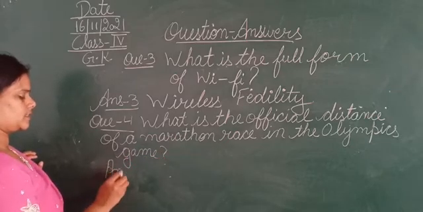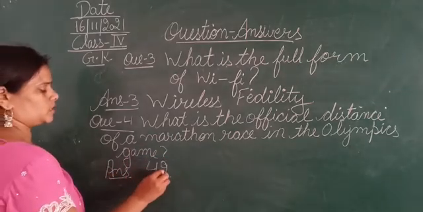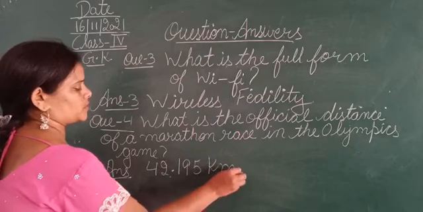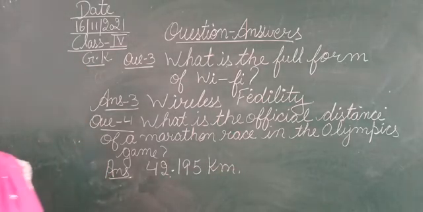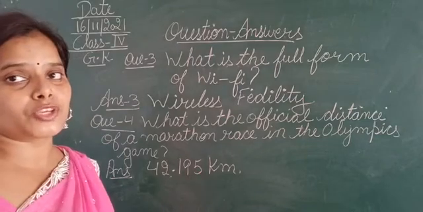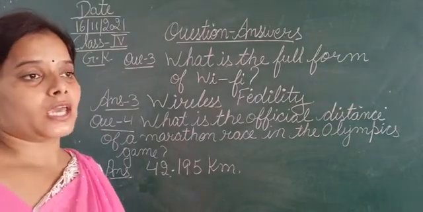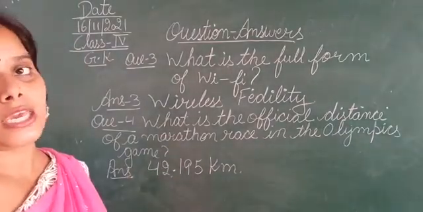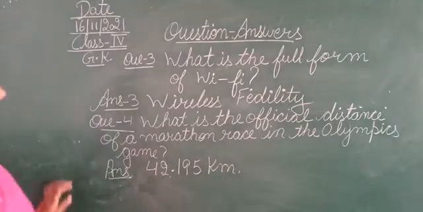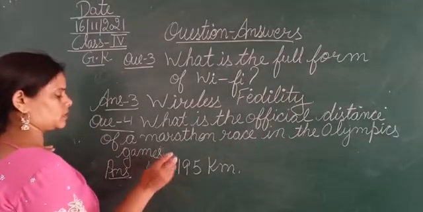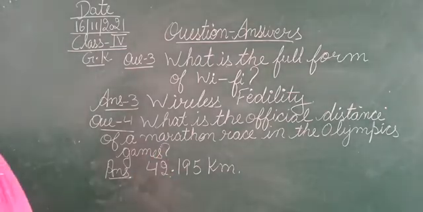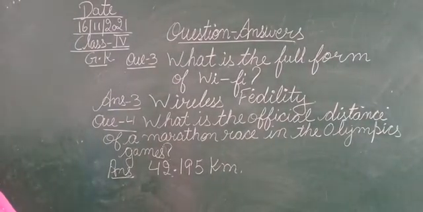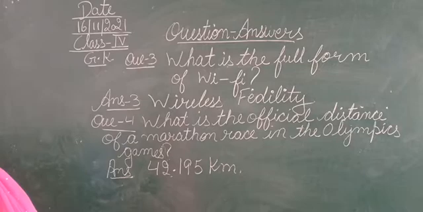So the answer is 42.195 kilometers. So this is the official distance of the marathon race in the Olympics games. Game नहीं होता, games होता है. Okay, Olympics games. That is 42.195 kilometers. Right? So this is the answer for question number 4. You can pause it here and note it down in your notebooks.